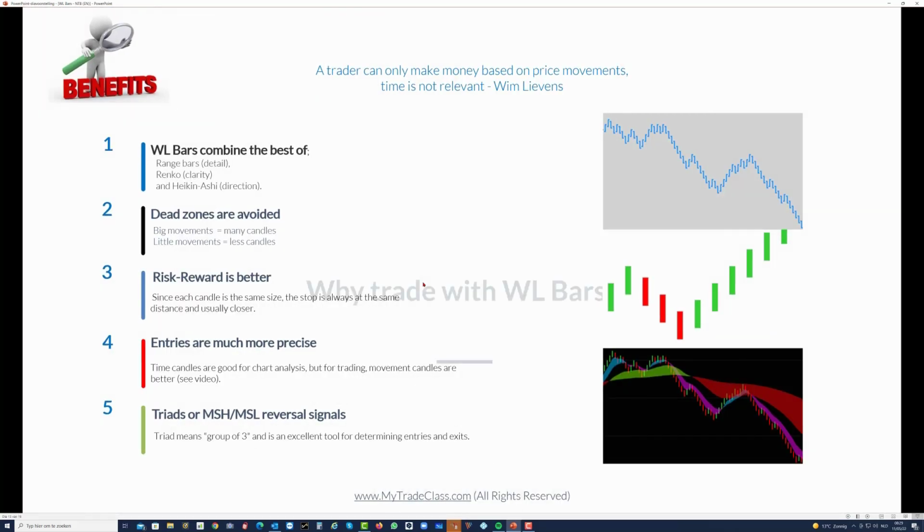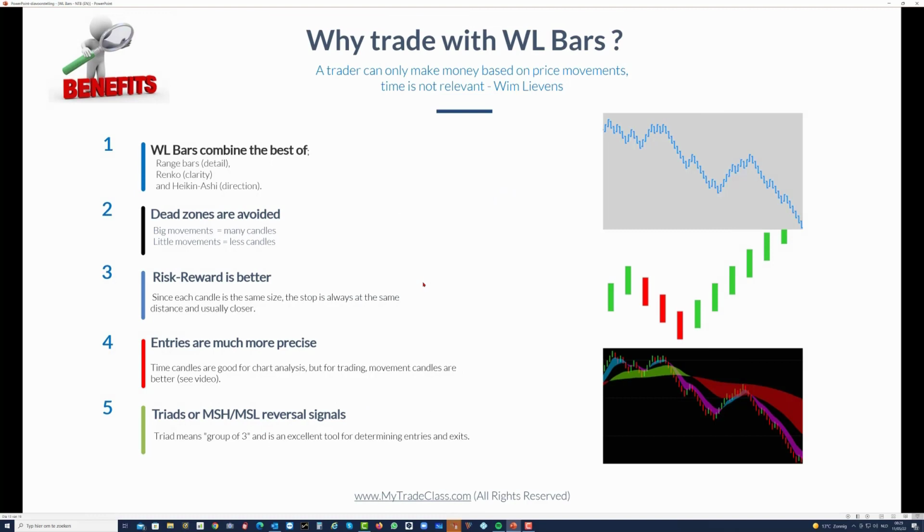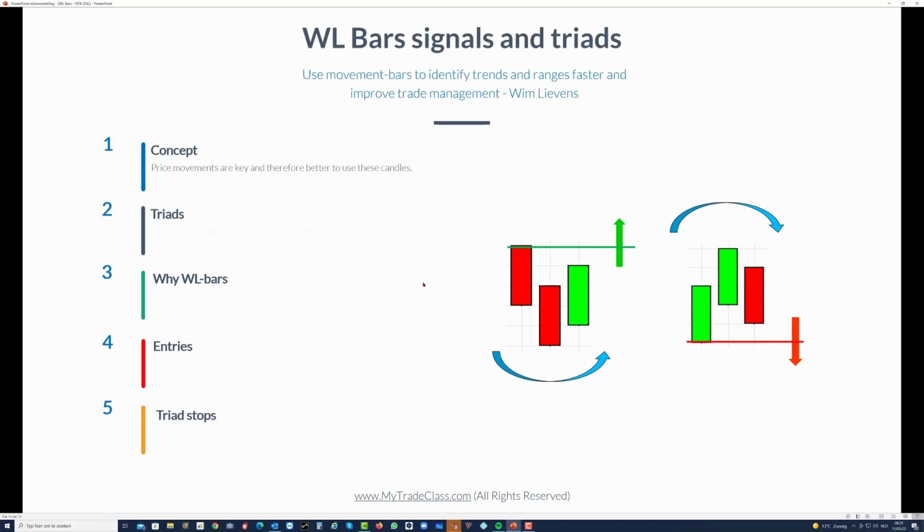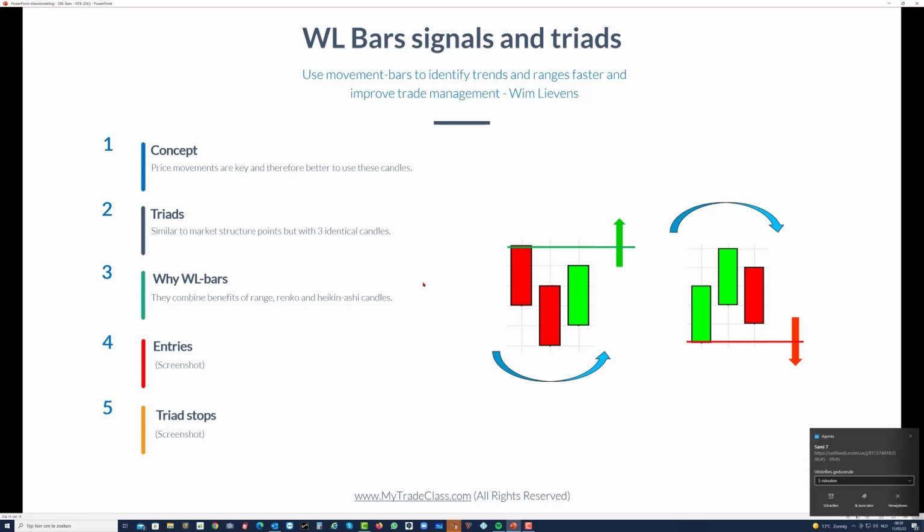Okay, good. Now here again, the advantages: combination of renko, range, and heikin-ashi, or combining detail, clarity, and direction. We avoid the dead zones. The risk reward is substantially better. The entries are much more precise, and we use these triads, which is actually a combination of three candles. It's a bit like market structure high, market structure low. It's exactly the same principle, but here all candles have the same size.